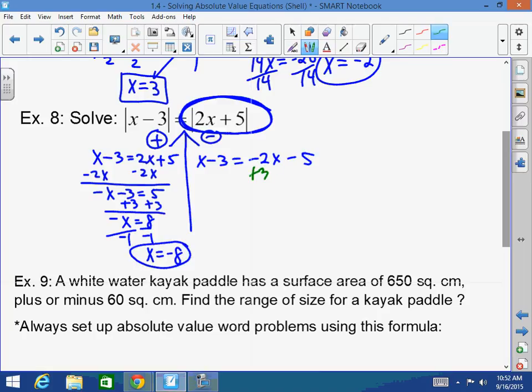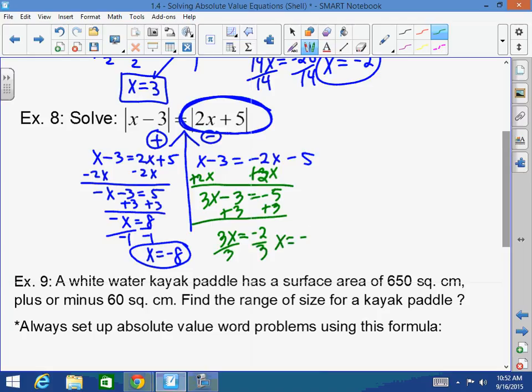Add 2x to both sides. 3x minus 3 equals negative 5. Add 3 to both sides. 3x equals negative 2. x equals negative 2/3. Let's see if they work.